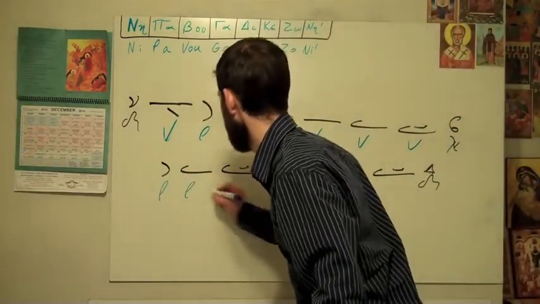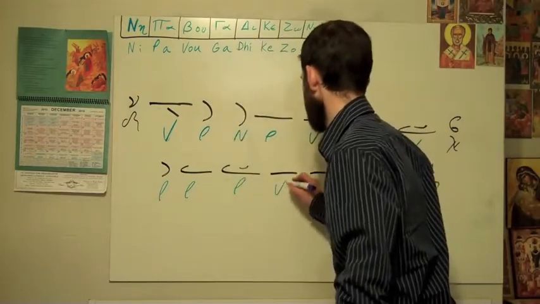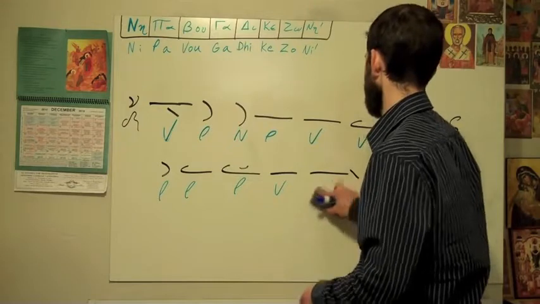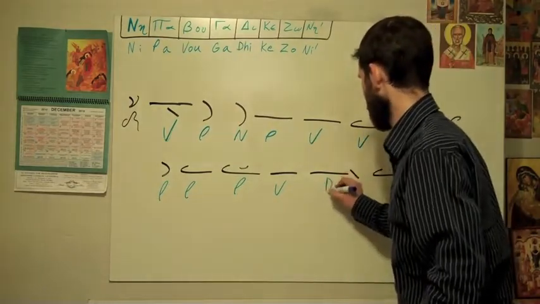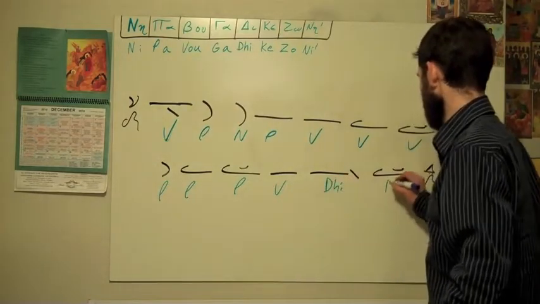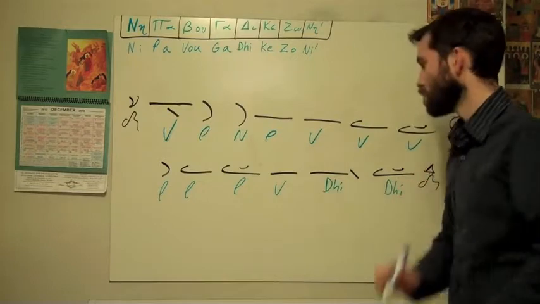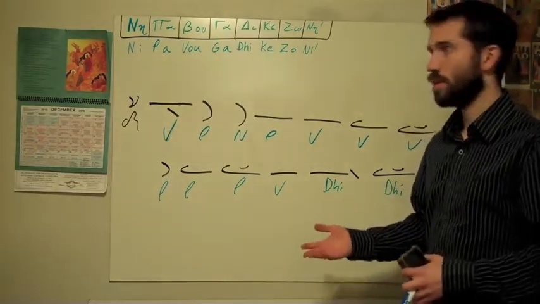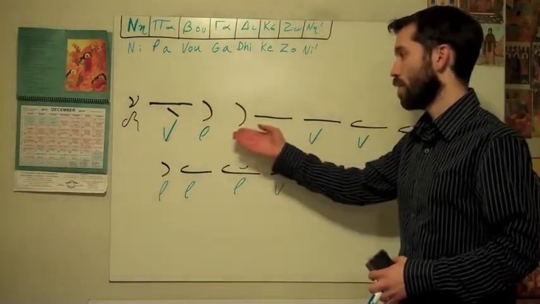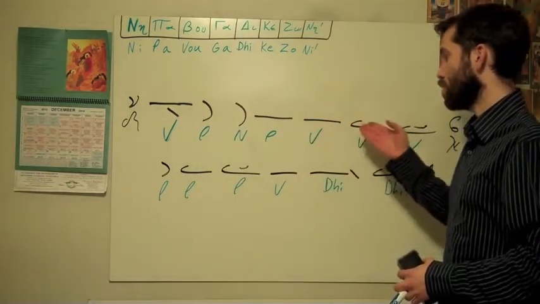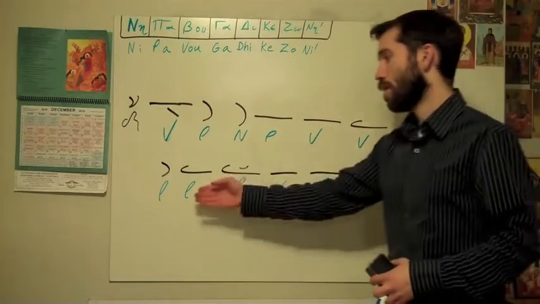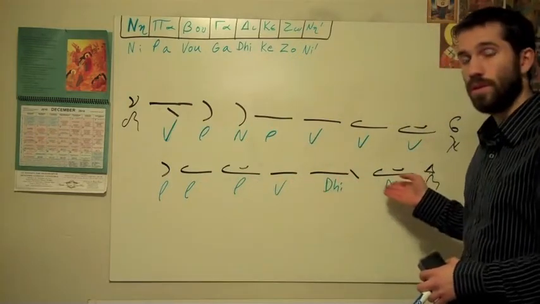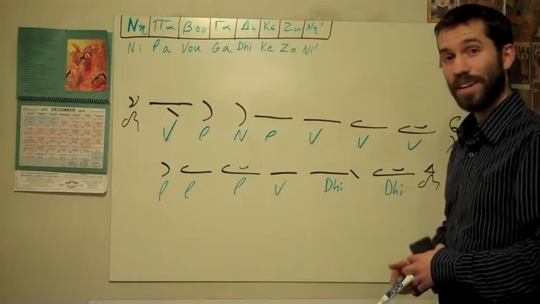pa, pa, pa, vu, vi, vi. So, if we were to sing this is our ni, vu, pa, ni, pa, vu, vu, vu, pa, pa, pa, vu, di, di. It's Mary Had a Little Lamb.